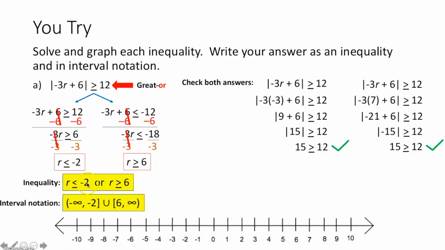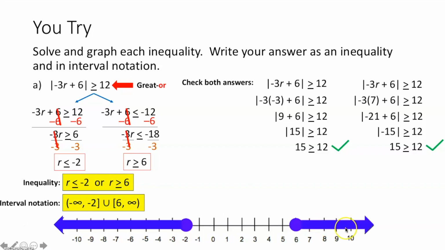Next, we need to graph this. So r is less than or equal to -2. I'm going to put a closed circle at -2 because there's an equal sign. And since we want all r values less than or equal to -2, I'm going to shade to the left. Those are all the values less than -2. How about r is greater than or equal to 6? I'm going to put a closed circle at 6, and I want all r values greater than or equal to 6, so I want 7, 8, 9, 10, all the way to the right of that. And again, since we have our variable on the left, that means our inequality symbol points in the direction we're supposed to shade.